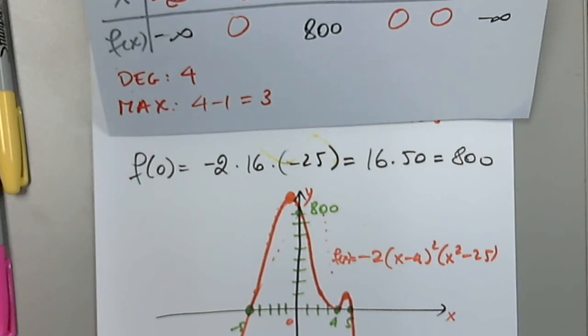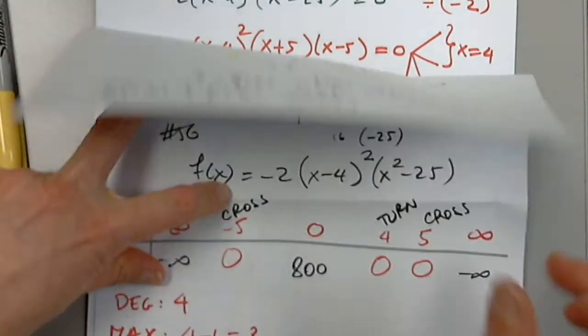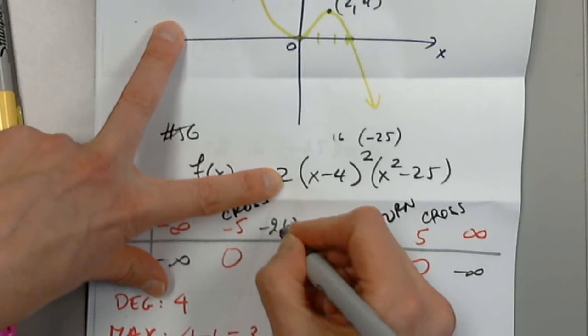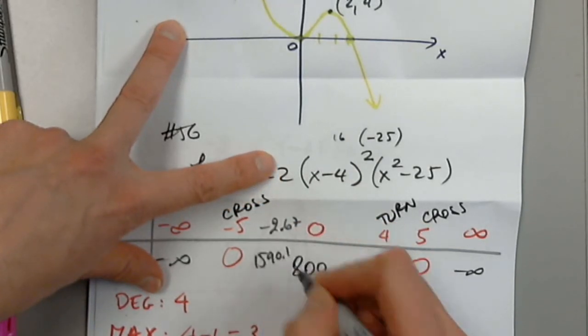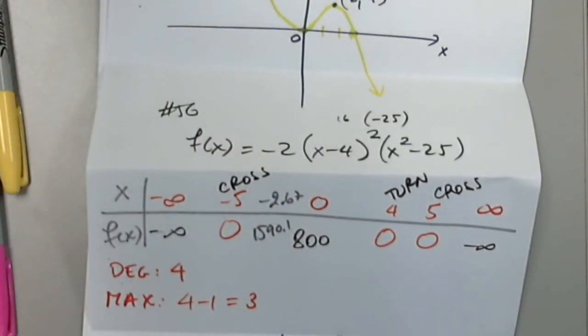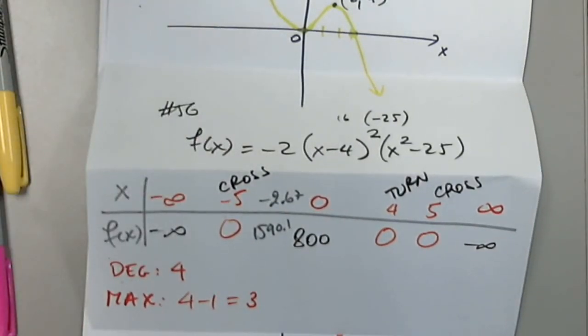Okay, so I can determine this maximum now and put it in my chart between -5 and 0. Second and calc, maximum is 4. And I have it between -5 and 0. Give me the maximum because I don't want to guess. Okay, so I'll put it in my chart. It's at -2.67, and it's 1590.1. So that's the local max. It happens that this is the absolute max as well.